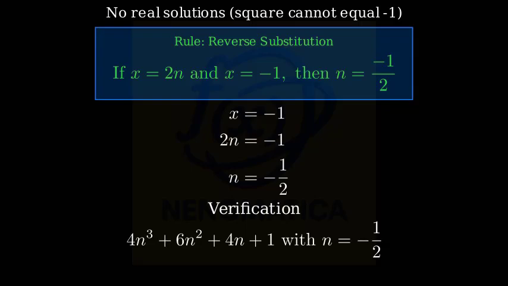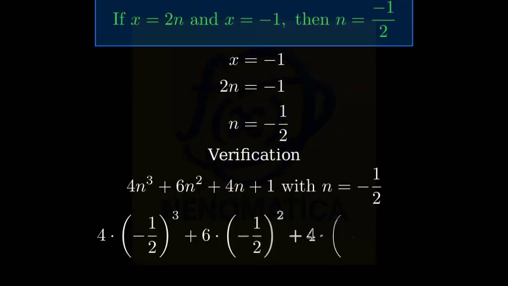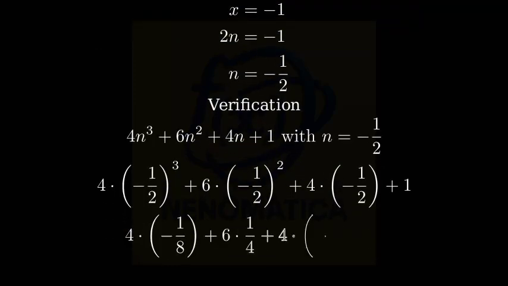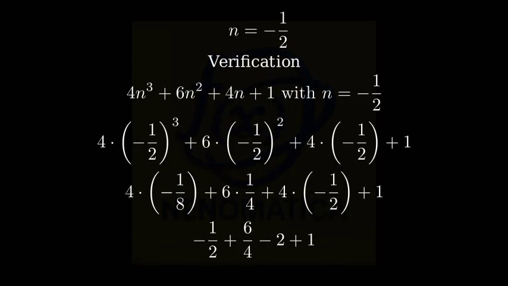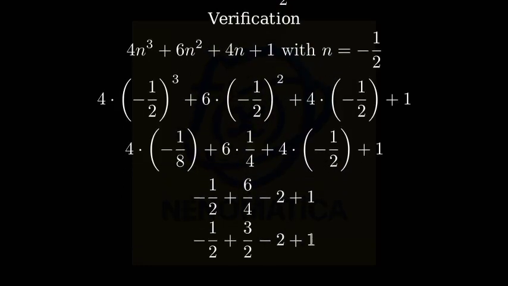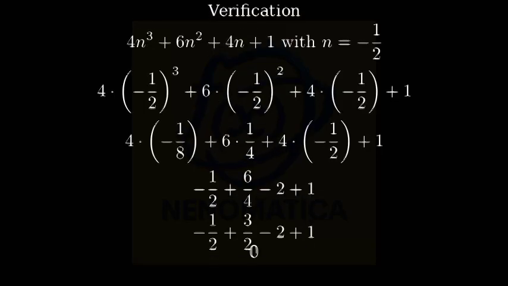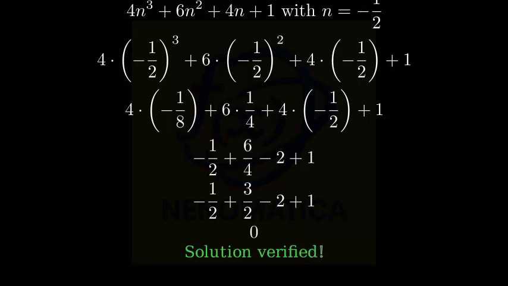For 4n cubed plus 6n squared plus 4n plus 1, with n equals -1/2. Let's calculate 4 times (-1/2) cubed plus 6 times (-1/2) squared plus 4 times (-1/2) plus 1. Simplifying, 4 times -1/8 plus 6 times 1/4 plus 4 times -1/2 plus 1. This equals -1/2 plus 6/4 plus -2 plus 1, which equals -1/2 plus 3/2 minus 2 plus 1. This simplifies to 0, confirming our solution.